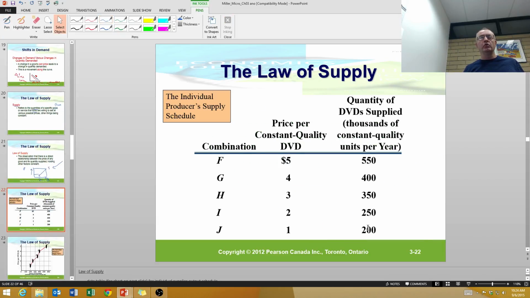Okay, so we can draw our supply curve for an individual company, and then we can draw the supply curve for the market as a whole. And so here's our data table. Here's our prices, $5, 4, 3, 2, 1. And so here's our individual firm. This is firm number 1. So if the market price for DVDs is $5, this company will produce 550,000. If the price is only $4, it'll produce only 400,000 DVDs per year, $3, 350, $2, 250,000, $1, only 200,000.